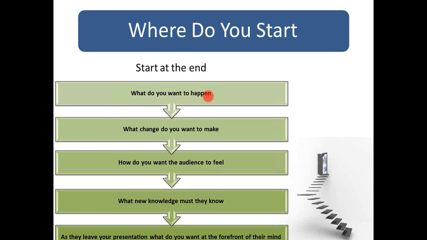What do you want to happen at the end of your presentation? What changes do you want to make in me, the audience? Changes in my knowledge, changes in my thinking, changes in my behaviour. How do you want me to feel as I walk out?